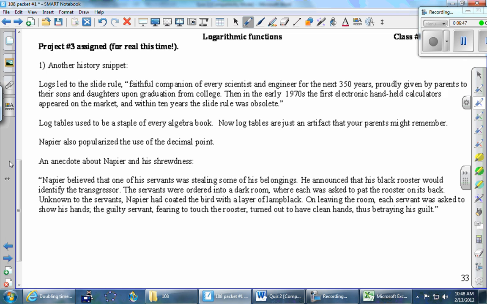You understand the cleverness of this guy who invented logs? He said, I have this magic rooster. He's going to catch the thief. Just touch him on the back and he'll know who you are. But he put this black stuff that would come off on people's hands. It was a dark room, and he coated it in this black stuff. The one guy who was actually stealing was afraid to touch the magic rooster, so he went into the room and pretended to touch it, but didn't. And, what's the phrase, to be caught red-handed? This guy was caught because his hands weren't black, so he was identified as the criminal.